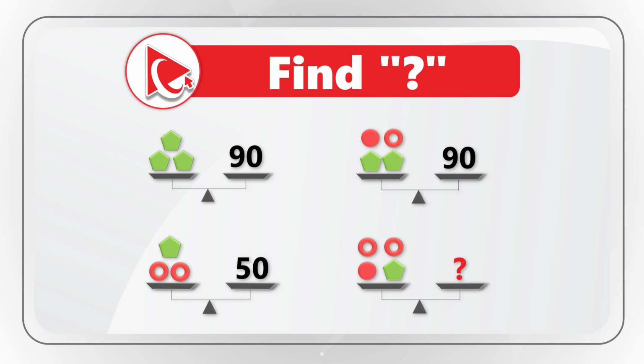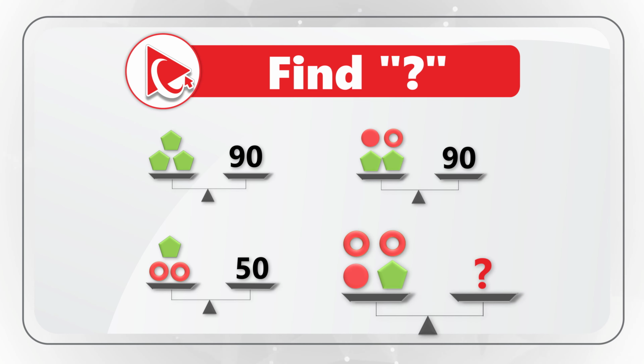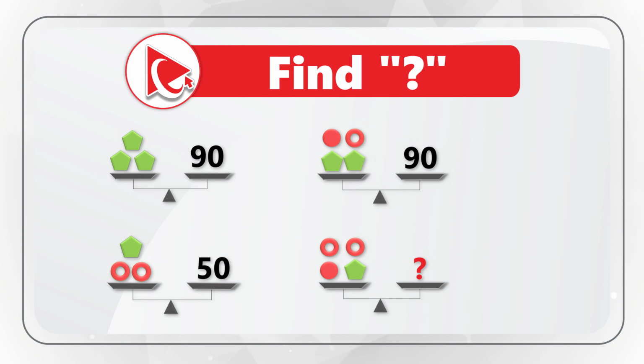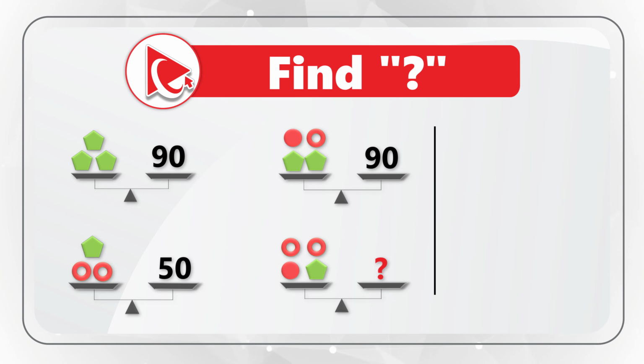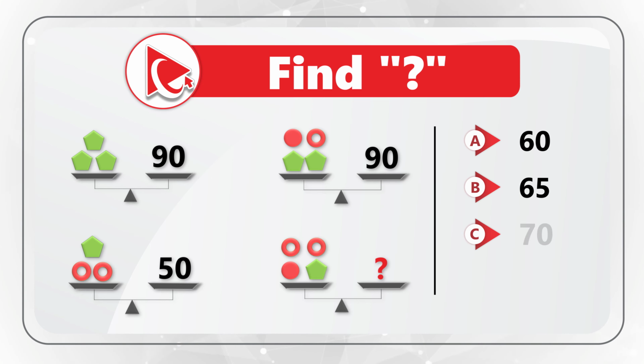And then the last scale contains 1 pentagon, 1 circle, and 2 bagels on the left, and then the missing number on the right. You need to select the missing number out of 4 different choices. Choice A, 60. Choice B, 65. Choice C, 70. And then choice D, 75. Take a close look to see if you can do the calculations and come up with the right solution.